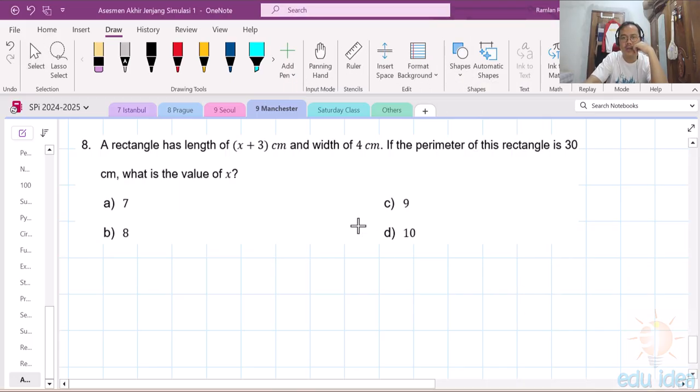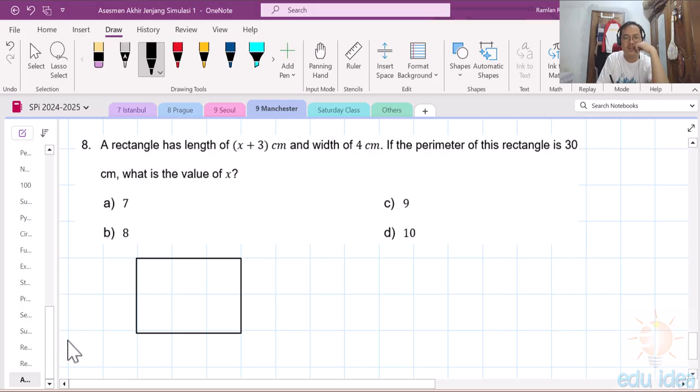Okay, I'm going to draw a rectangle because it talked about a rectangle. So if this is the rectangle, it said that the length is x plus 3 centimeters. So this is x plus 3, and the width is 4. And it also said that the perimeter is 30 centimeters. Now we all remember that perimeter is just adding all of the sides of the shape, right? Like if this is 4, this is also 4. If this is x plus 3, this is also x plus 3, because this is a rectangle.